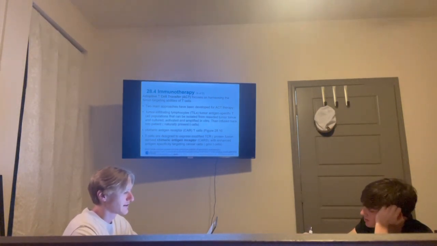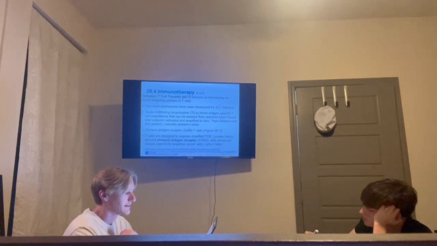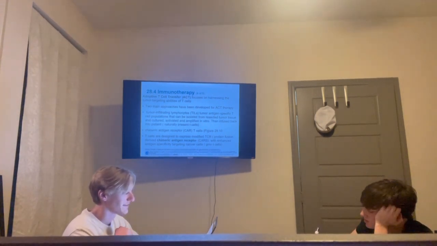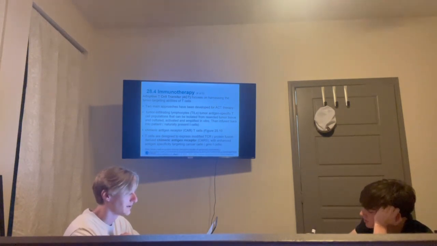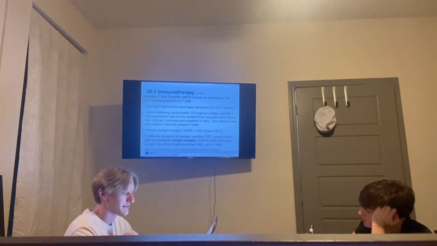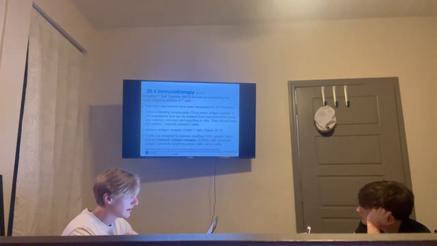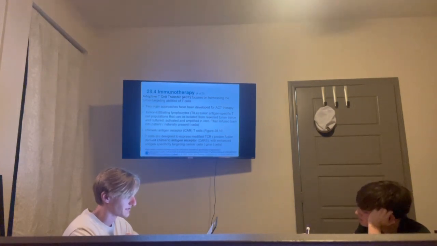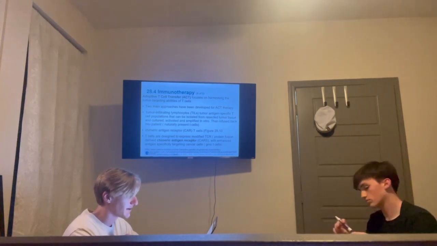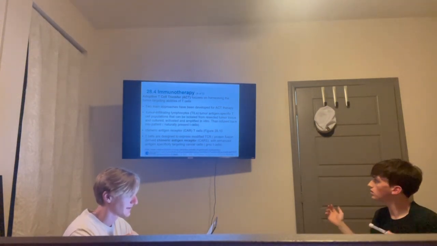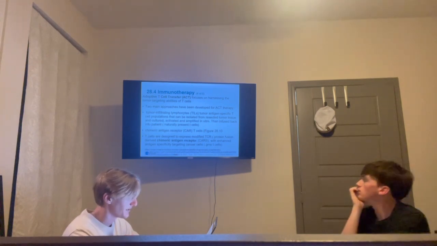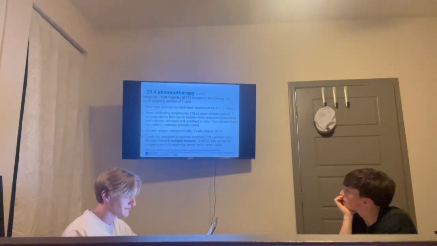Tumor infiltrating lymphocytes, which are tumor antigen specific T cell populations that can be isolated from resected tumor tissue and cultured, activated, and amplified in vitro, then infused back into the patient, into their naturally present T cells. And then we have chimeric antigen receptor, or CAR, T cells. T cells are designed to express modified TCR fusion protein derived chimeric antigen receptors with enhanced antigen-specific targeting of cancer cells.